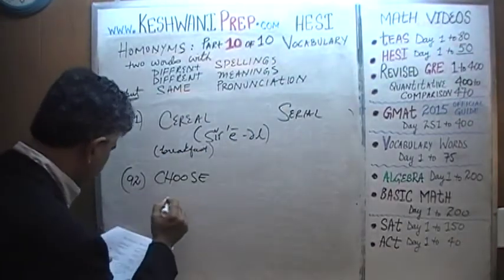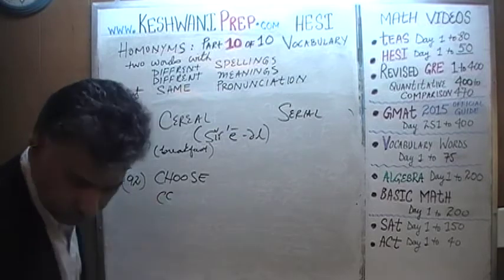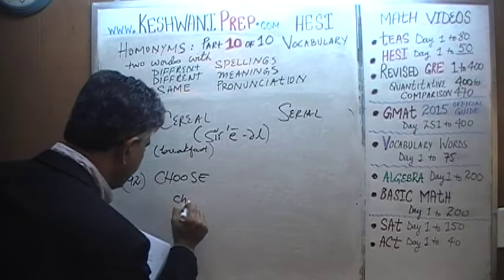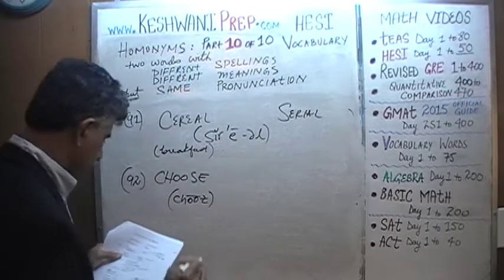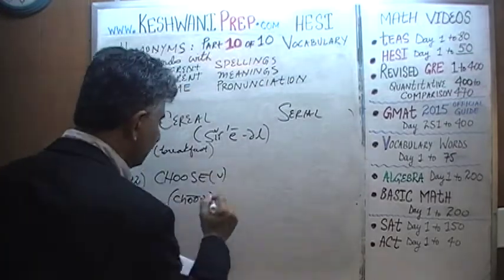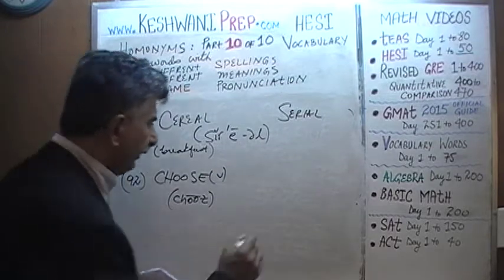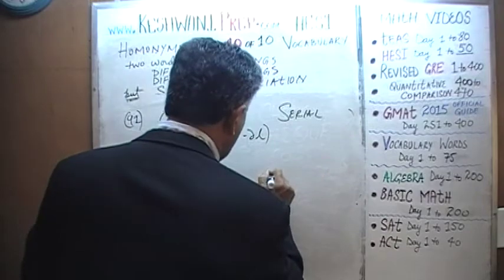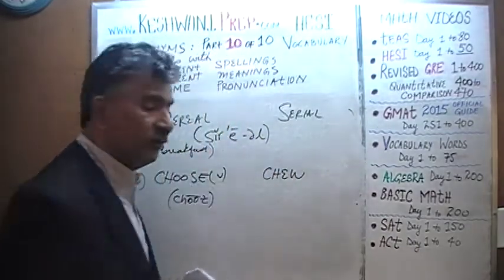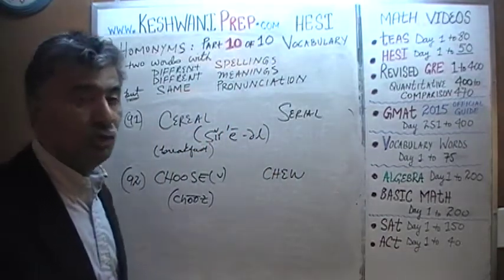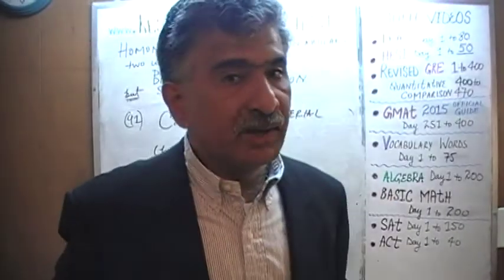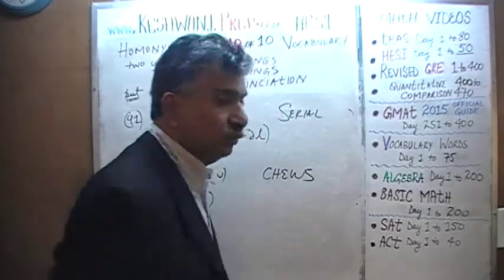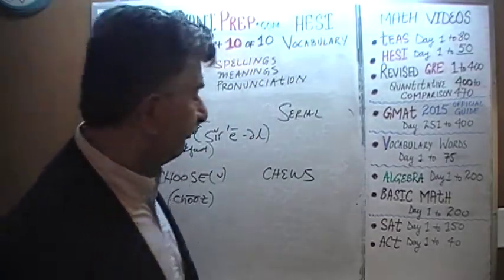This word is pronounced choose, which of course is a verb, to choose, to make a choice. And this word right here, let's put it in a capital letter. The word is chew, which is a verb, to chew. I like to chew my gum. I want to chew my gum. He chews his gum very loudly.